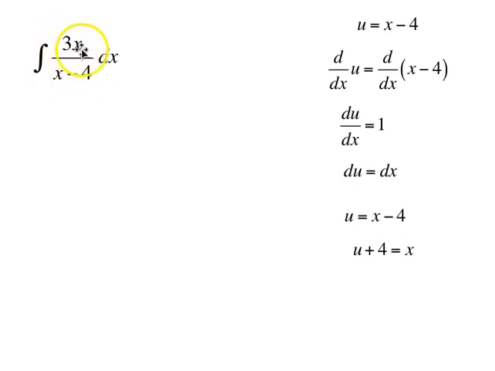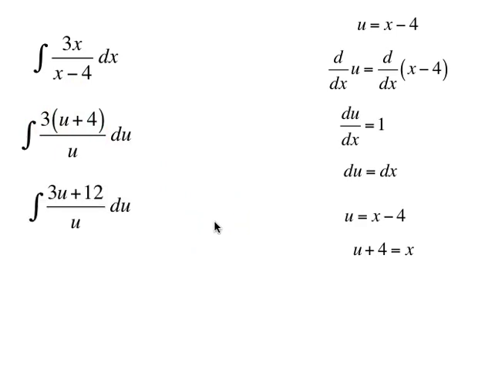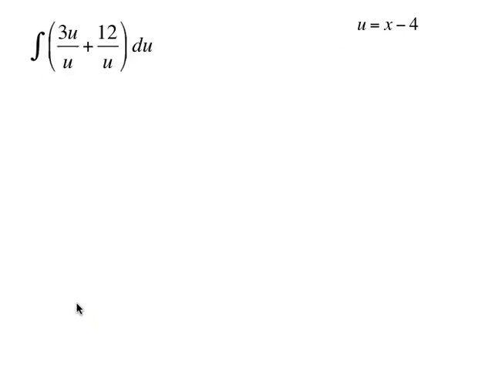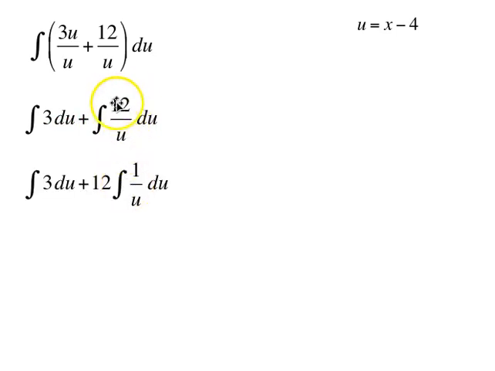So 3x will be 3 times u plus 4 over u, and dx is du. Distribute the 3. So integral of 3u plus 12 over u du. Now break this up into two integrals. Integral of 3u over u du plus integral of 12 over u du. 3u over u is just 3, integral of 3 plus integral of 12 over u du. Integral of 3 with respect to u is just 3u, and this will be 12 times the natural log of the absolute value of u, pulling the 12 out front. So indeed, 3u plus 12 times the log of the absolute value of u plus c.